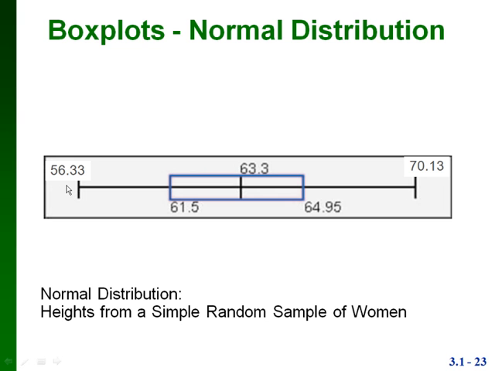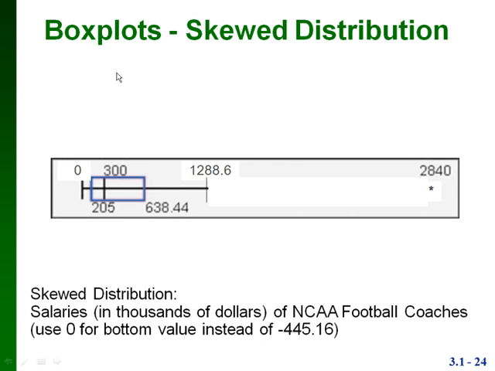If we had any values that were either smaller than 56.33 or larger than 70.13, they would be represented out here by asterisks or stars or dots. Now here's a box plot that comes from a somewhat skewed distribution. This was supposed to be salaries in thousands of dollars of NCAA football coaches.